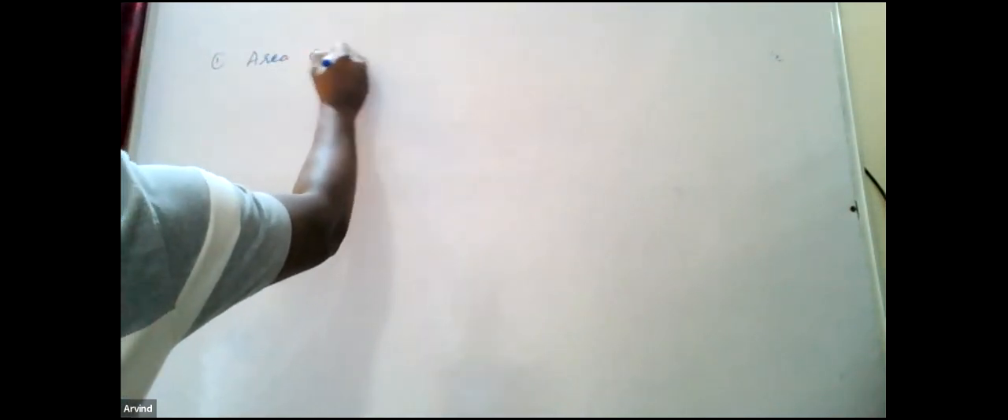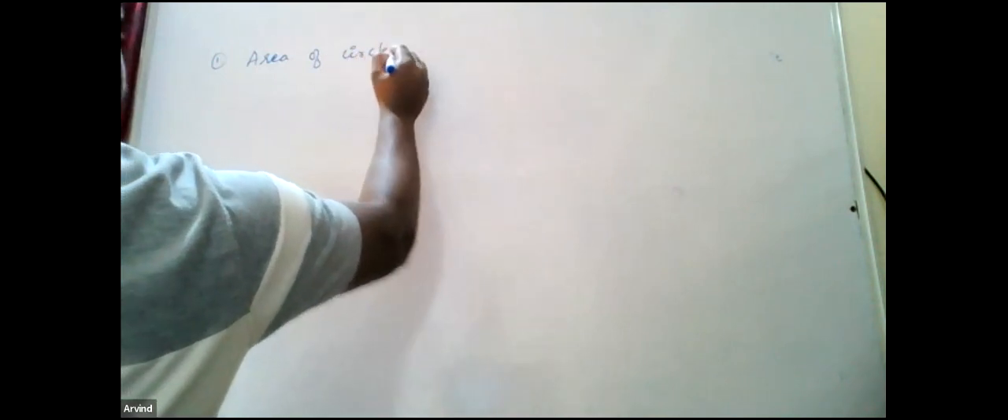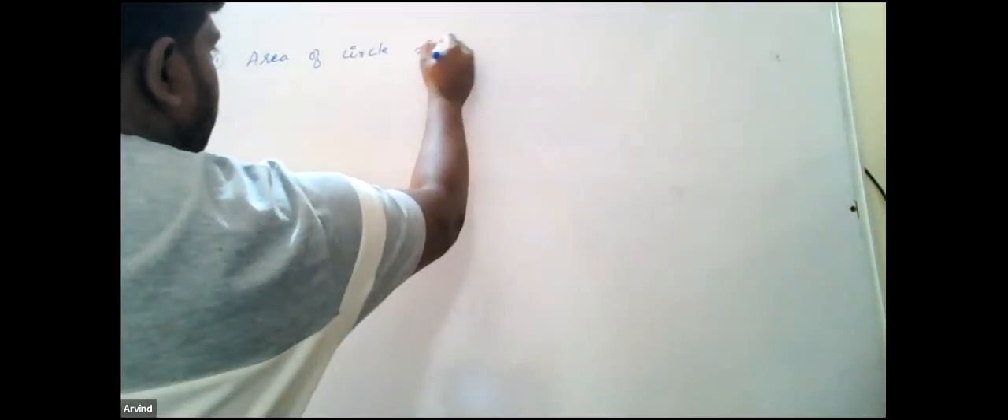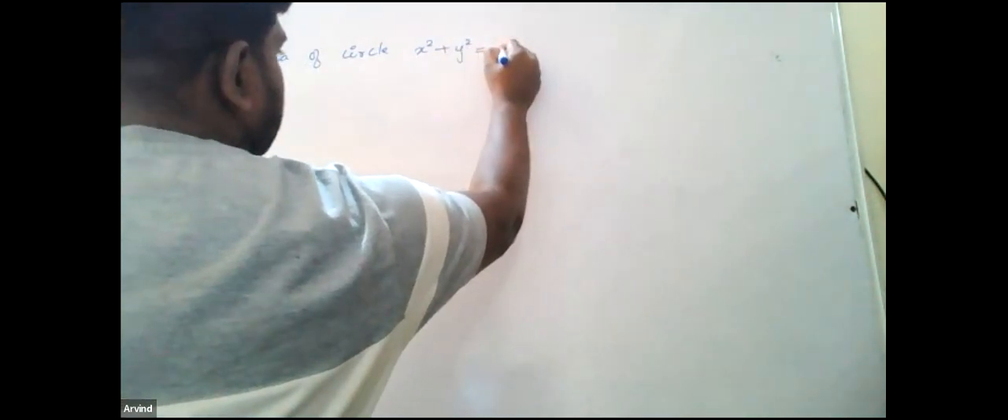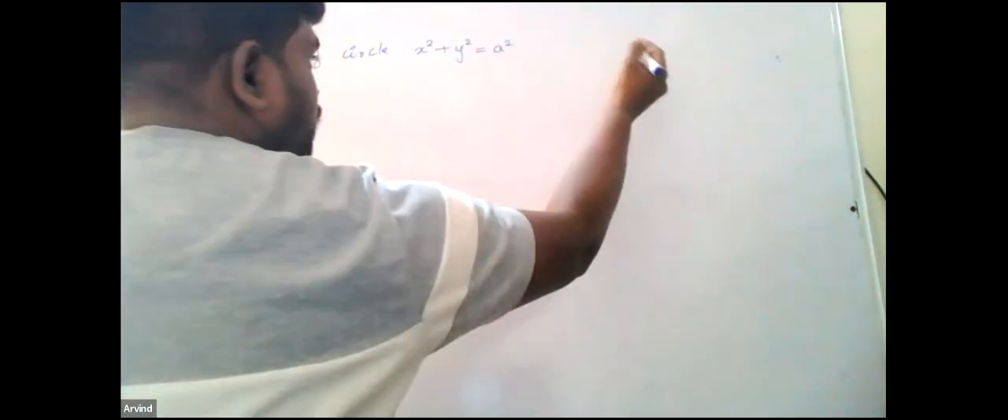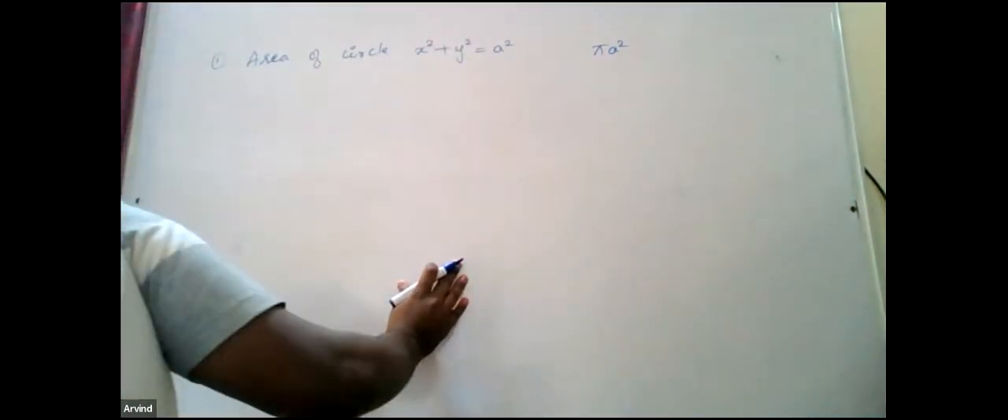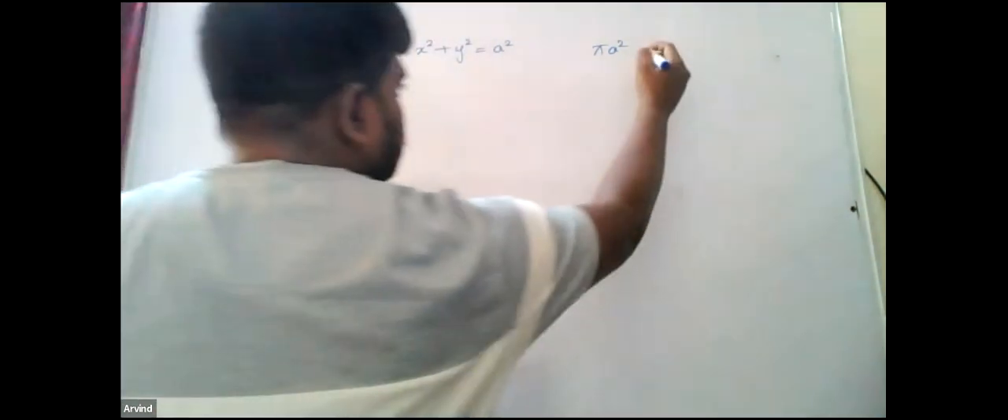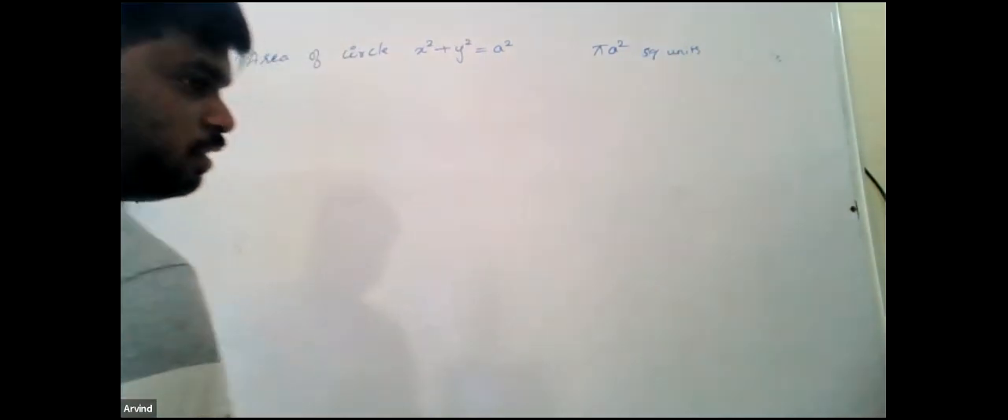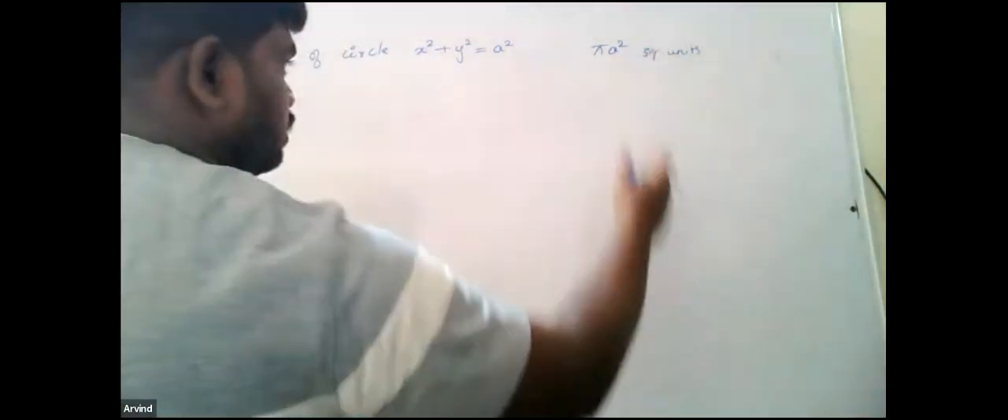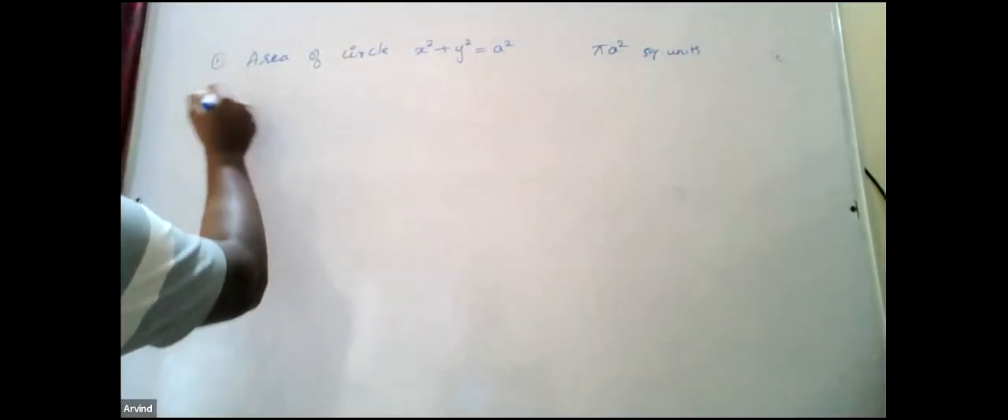Area of a circle, x square plus y square is equal to a square. The answer will be, I'll write it here, pi a square square units, okay? I won't be writing the square units. See, for everything, the SI unit is square units, right? So write on. This is for a circle.